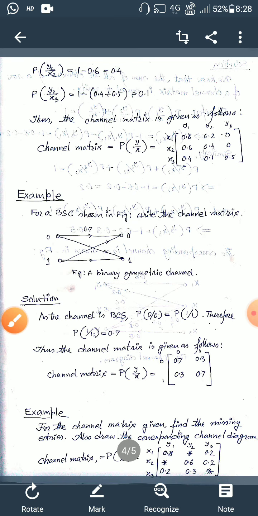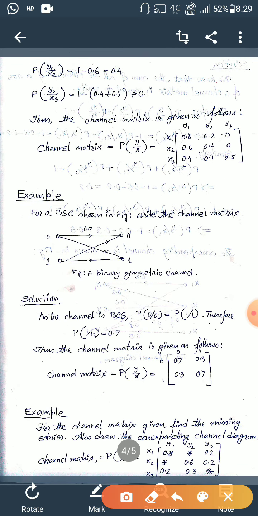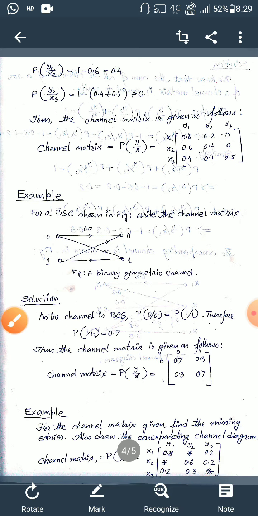Example 3 is where you should identify the missing terms. The missing terms are in the row of x1, the probability of y2 by x1 is missing, and the transition probability of y1 by x2 is also missing. So how can you calculate this?